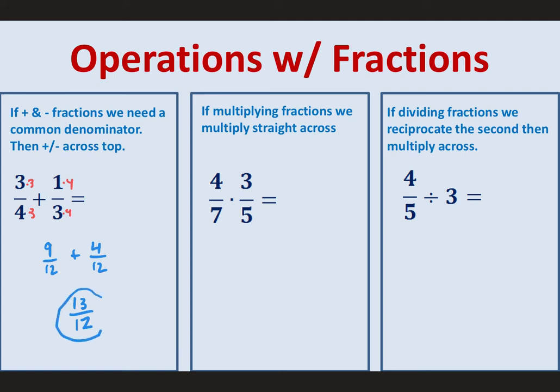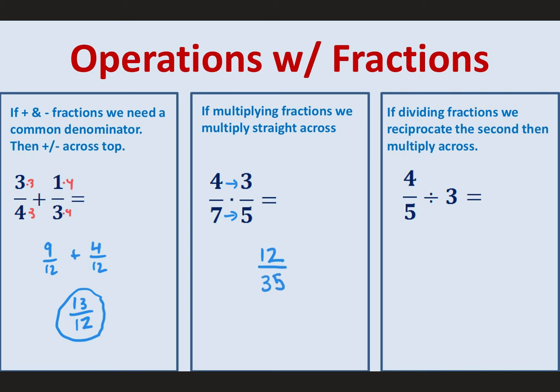13/12 is an improper fraction, but that is A-okay in my class. All right. On the next one, when we are multiplying fractions, you just multiply straight across. 4 times 3, 7 times 5. Numerator times numerator, denominator times denominator. 4 times 3 is going to be 12. 7 times 5 is going to be 35.